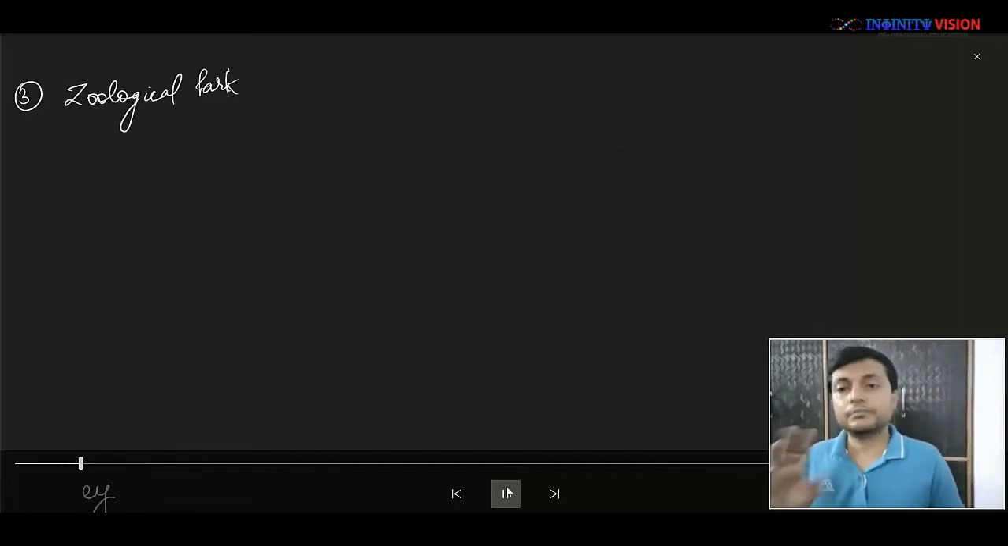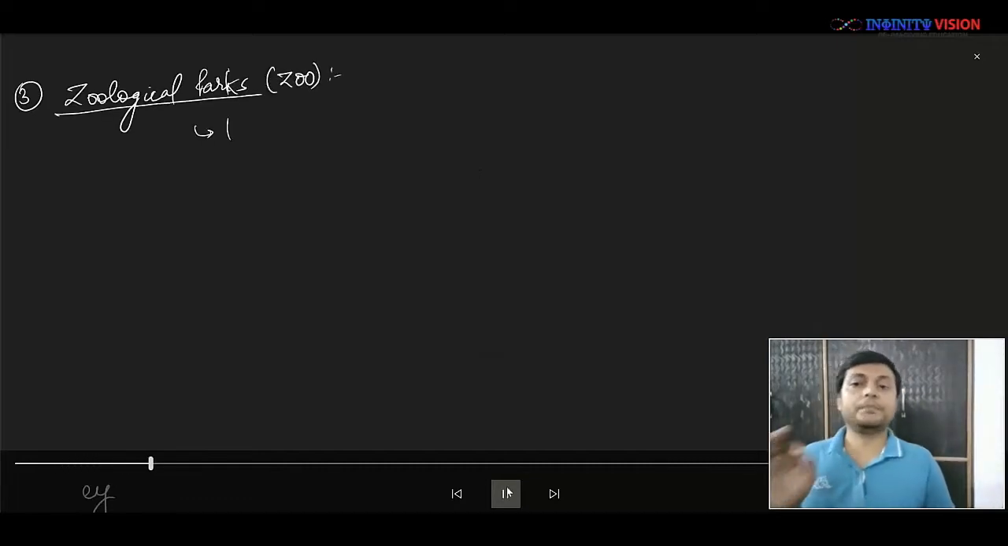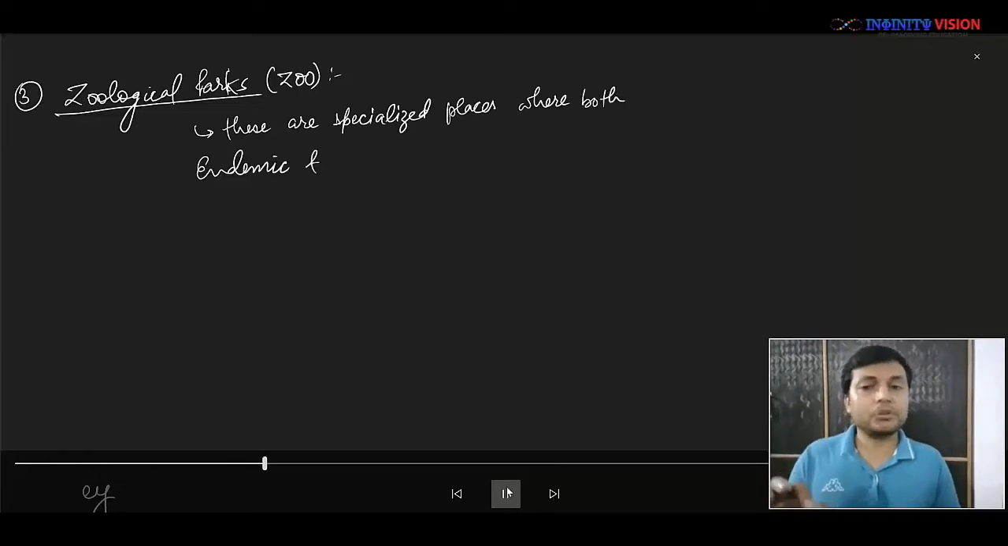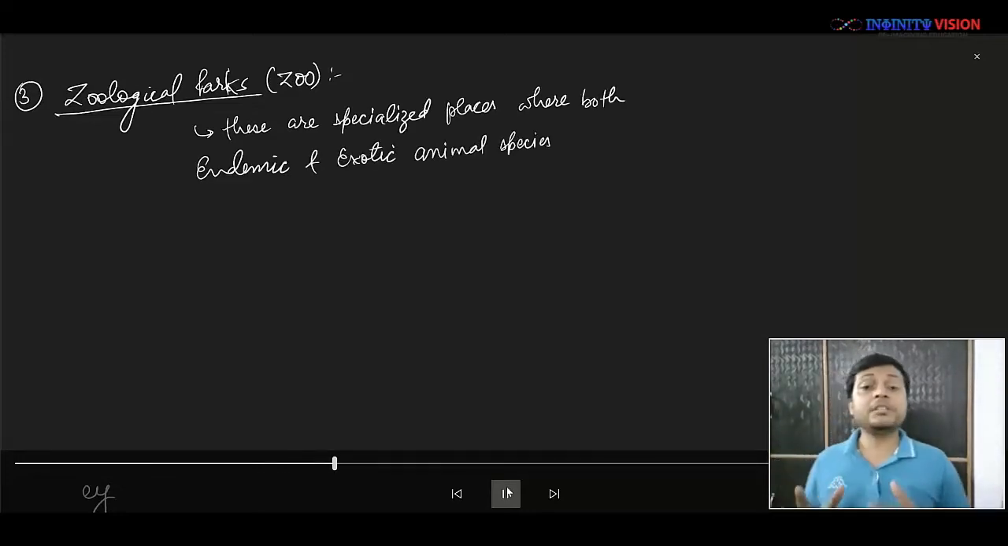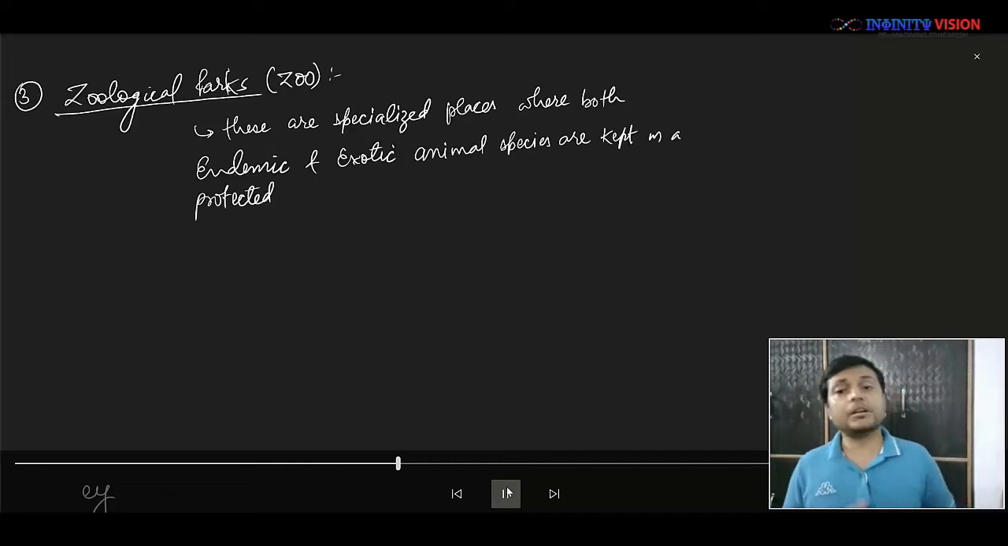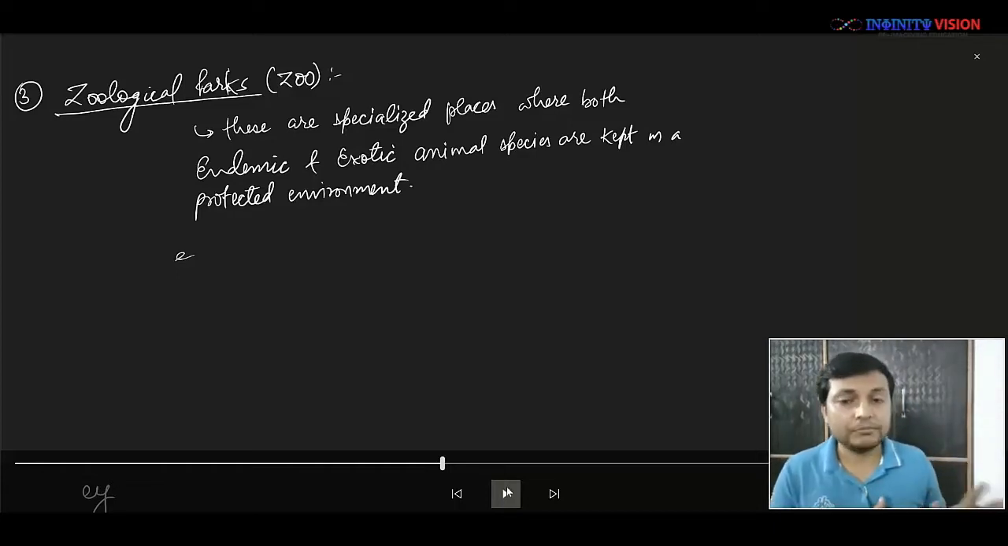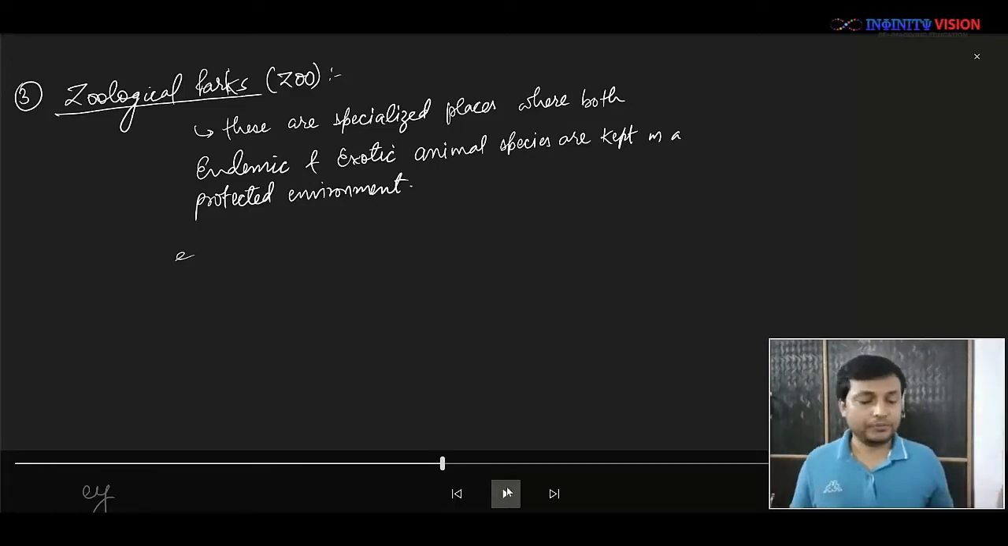Now, the third taxonomical aid is zoological parks, or we commonly call them zoo. Now, what are these? These are specialized places where both endemic and exotic animal species are kept in a protected environment. See, it is very important. The protected environment word is important, right? So, in zoological parks, we keep animals in a protected environment so that nobody can harm or prey on them. Plus, additionally, in zoological parks, we take care of them.